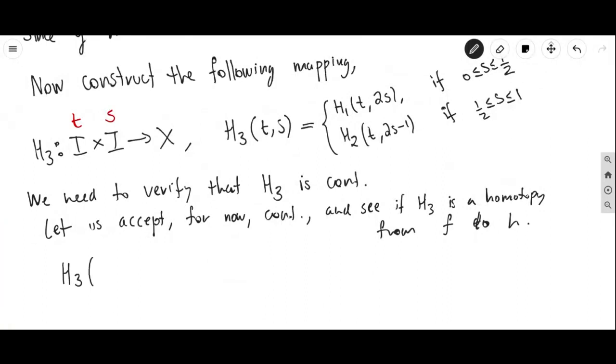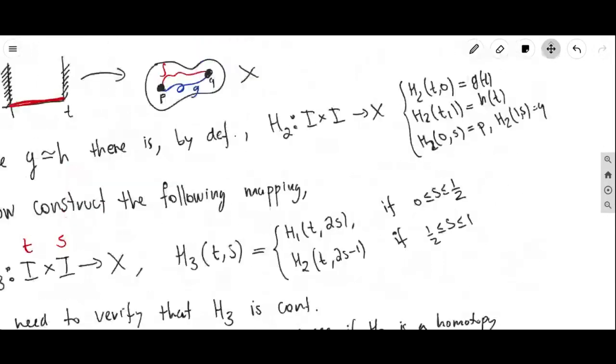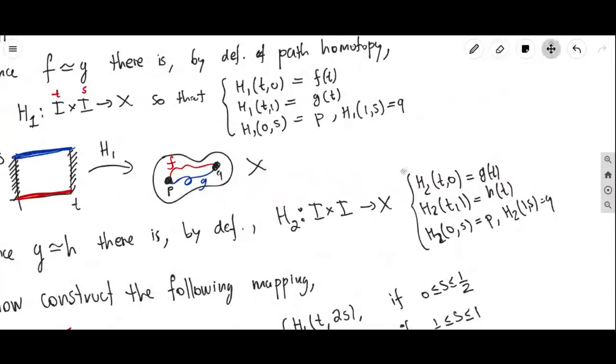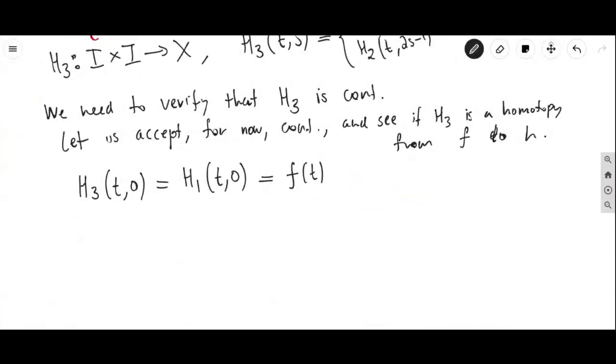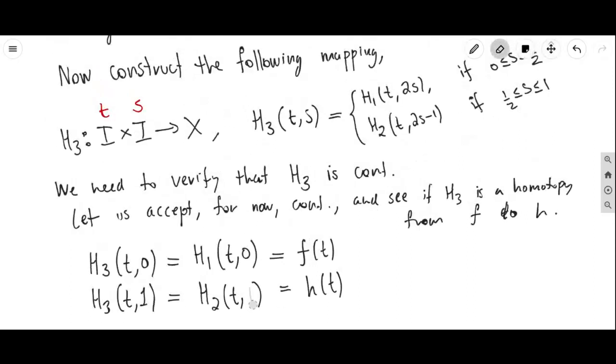Well, let's see. What is H3 of T comma 0? Well, since S is 0, that would be equal to H1 of T comma 0, and H1 of T comma 0, that was F of T. That is something we've said before, right? We said it all the way up here. And if you do H3 of T comma 1, then that would be equal to H2 of T comma 1, and that is equal to H of T. This is what happens when we set S equal to 1, and then it's 2S minus 1, so it's H2 of T comma 1, which is H of T.